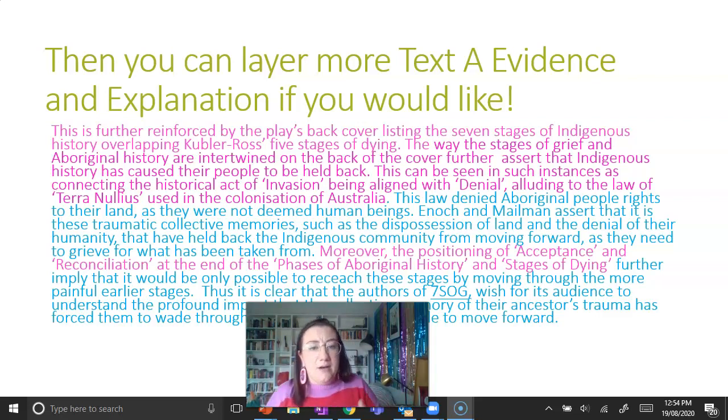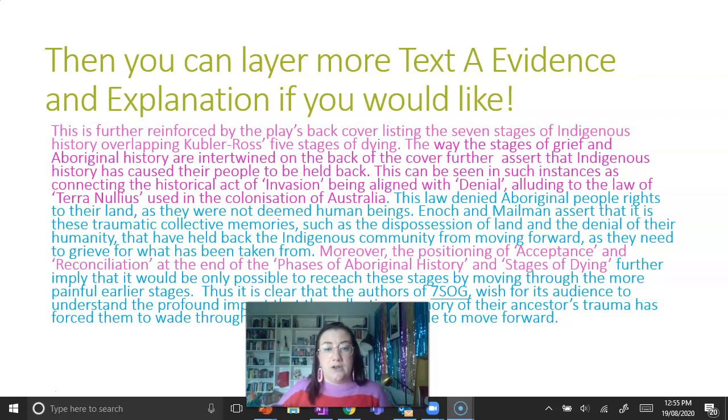Okay, now I'm going to explain how that proves my point. This law, meaning the law of terra nullius, denied Aboriginal people the rights to their land as they were not deemed human beings. Enoch and Mailman assert that it is these traumatic collective memories, such as the dispossession of land and denial of their humanity, that have held back the Indigenous community from moving forward, as they need to grieve what has been taken from them.